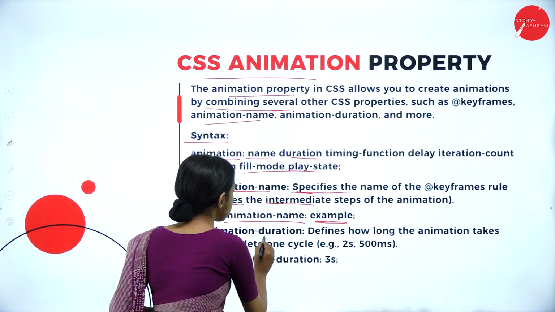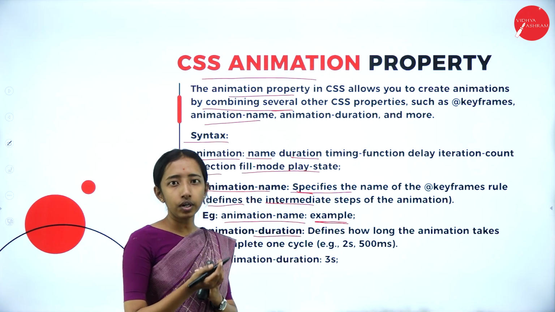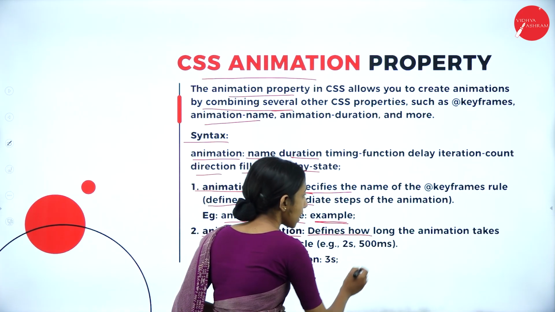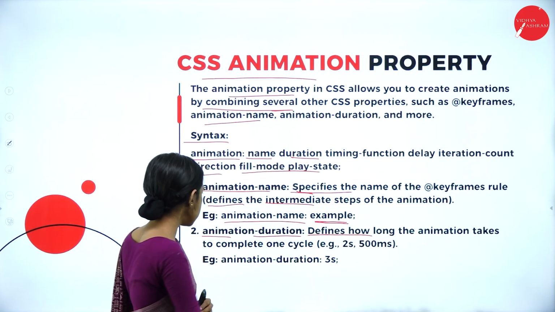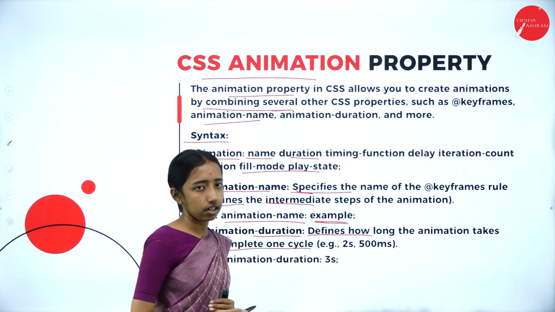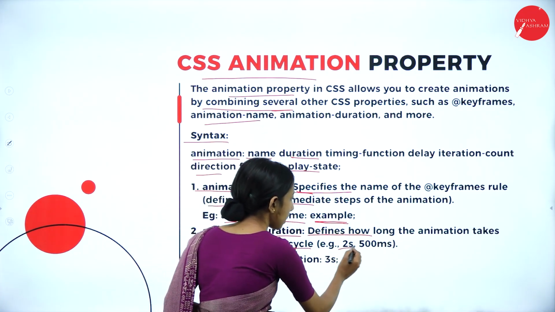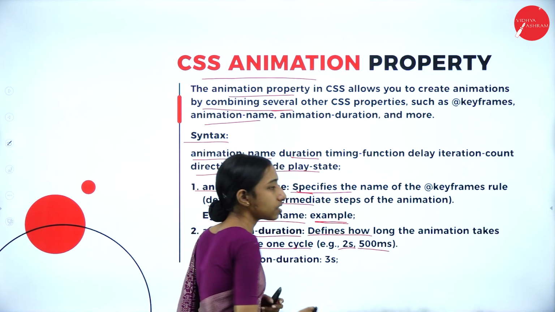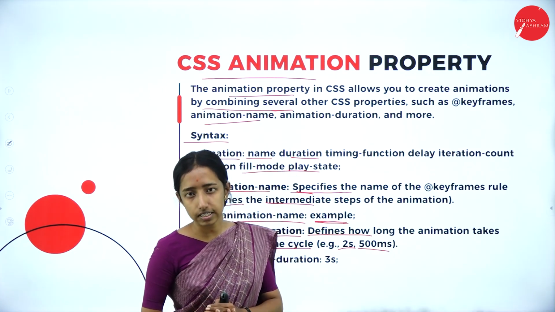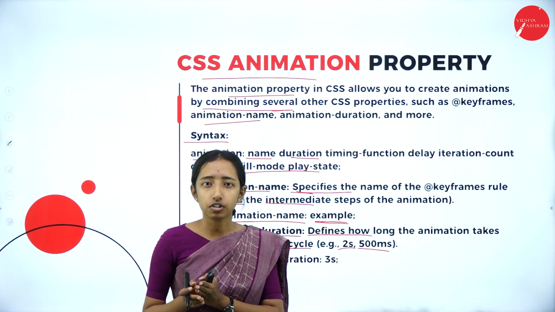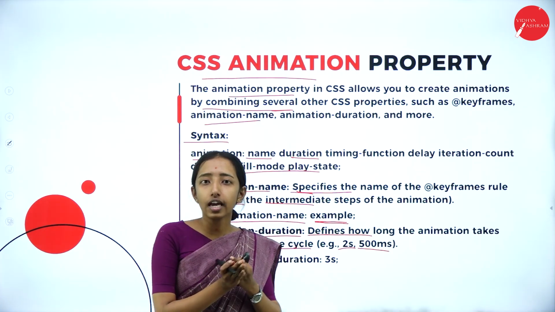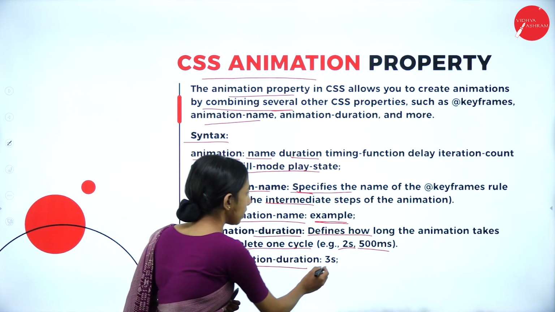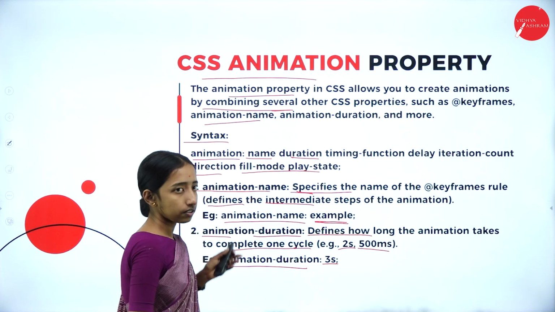Next, the animation duration. What duration do you want this animation to have? It defines how long the animation takes to complete one cycle. If you give 2 seconds, it will take 2 seconds, or if you give 500 ms, it will be 500 milliseconds. Example: animation-duration I have given 3 seconds. So these are the properties.